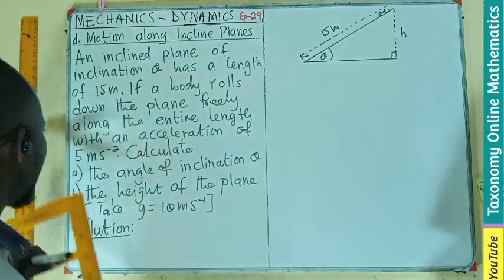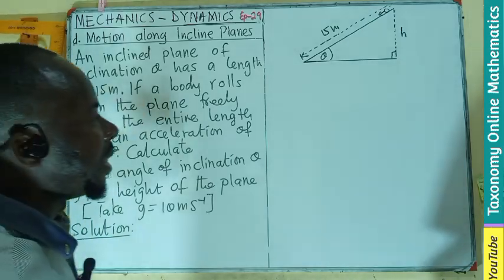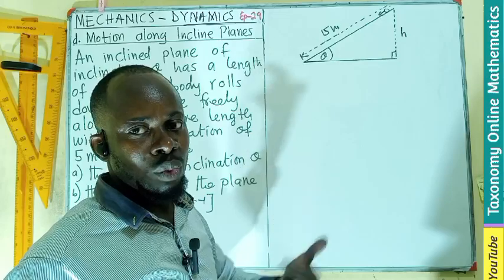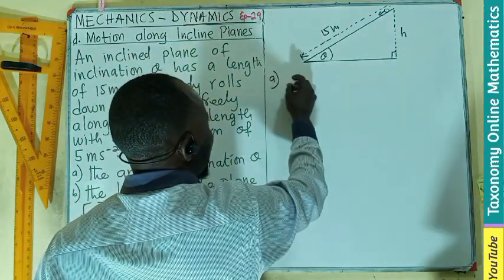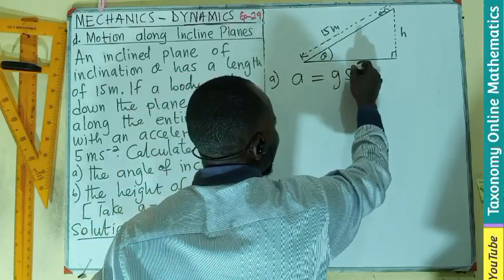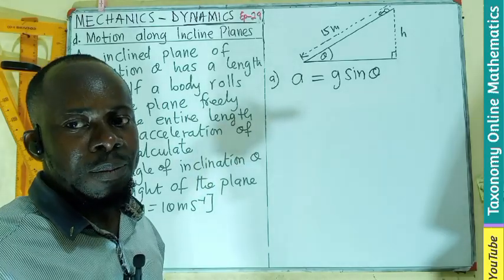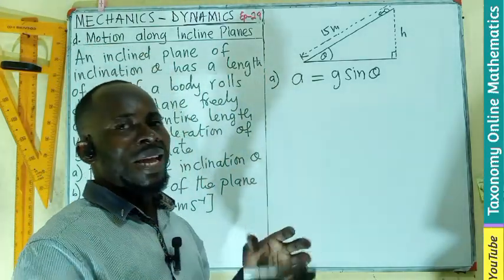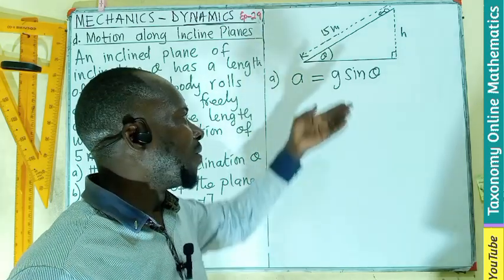So if the body is moving down or rolling down completely, it means that the acceleration of that body is what we can consider. So for the first one, we can say that the acceleration is equal to g times the sine of the angle of inclination. If you can check the episode we did, as the body moves down the entire length of the plane, the acceleration will be given by this.